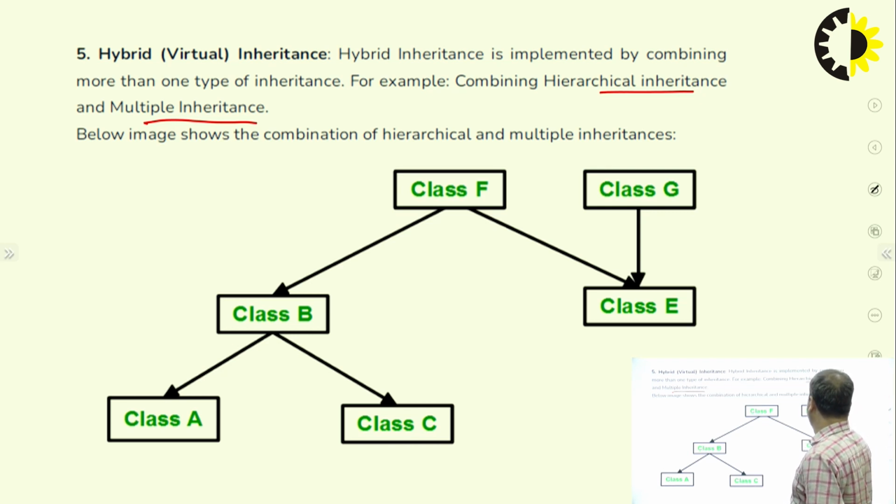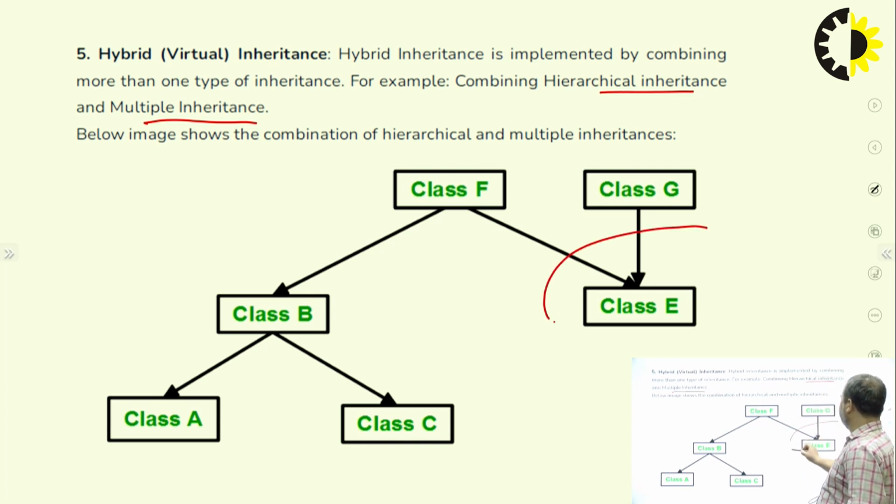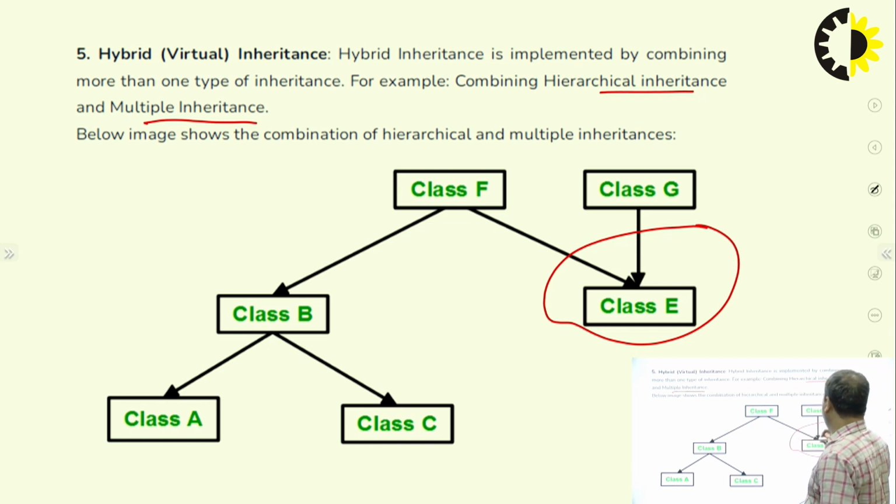Class E inherits the property of class F and class G. So what type of inheritance is here? Up to this, class F, class G and class E. Class E inherits more than one base class, so this becomes the example of multiple inheritance. And class B, class E inherit the property of class F, I mean a single base class. So this becomes hierarchical.